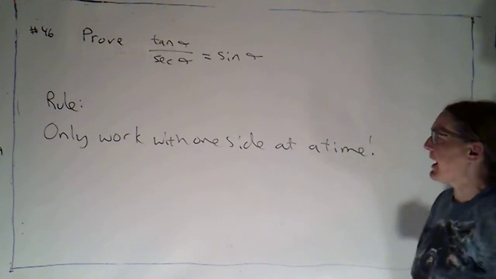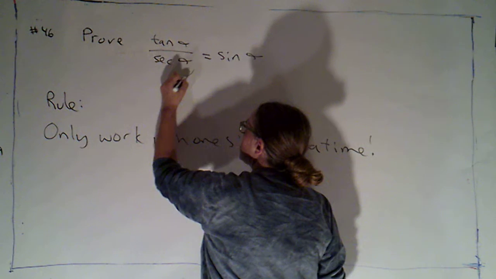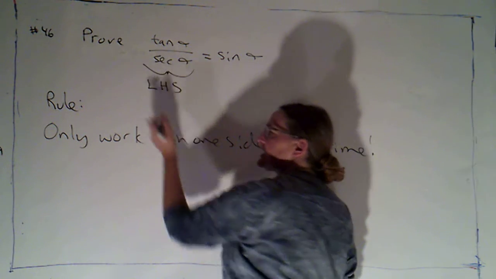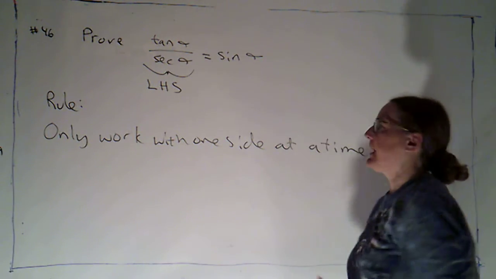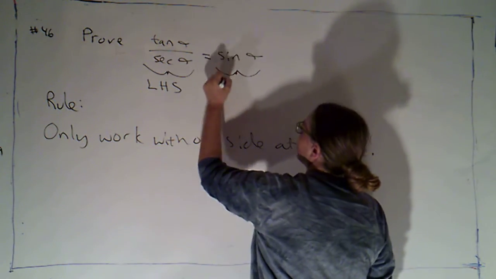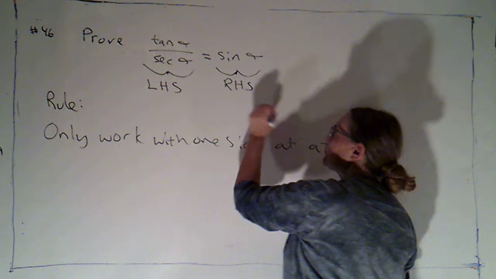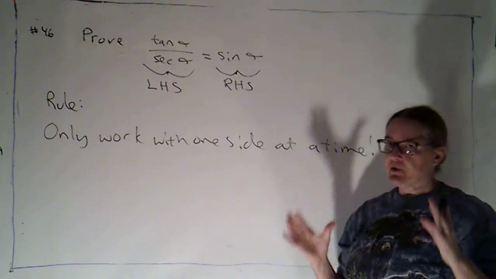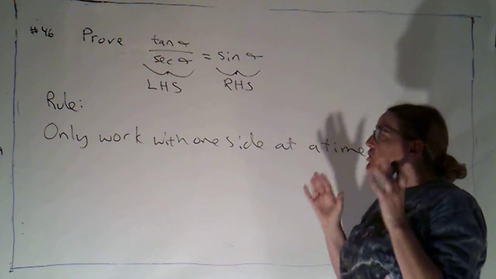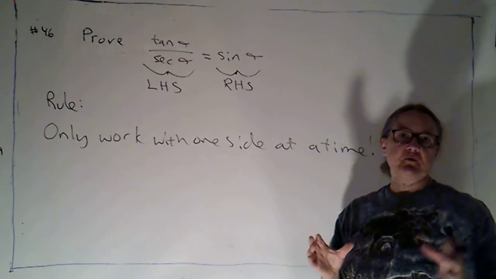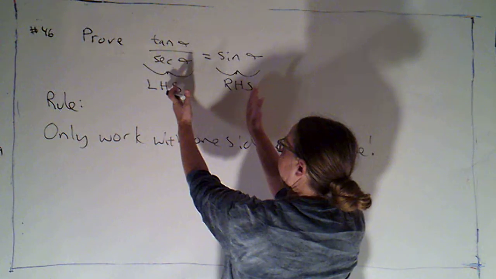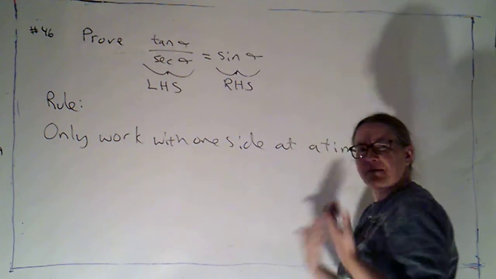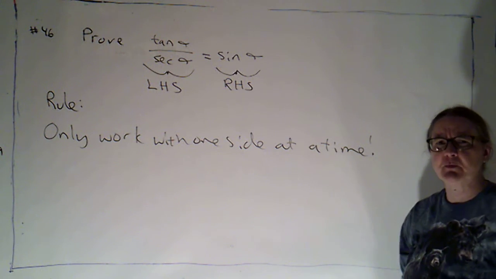Now, what do I mean by that? Well, equations have two sides. I'm going to just label this LHS. That stands for the left-hand side. And then this I'll label RHS. That stands for the right-hand side. Now the idea is if I'm being asked to prove this, I don't know that it's already true. So I can't say that they're equal and work with both sides of the equation, because then I'd be assuming what I was trying to prove.